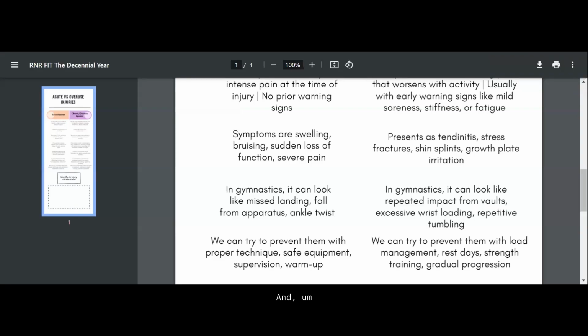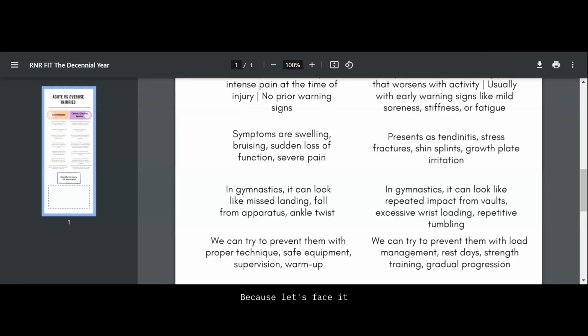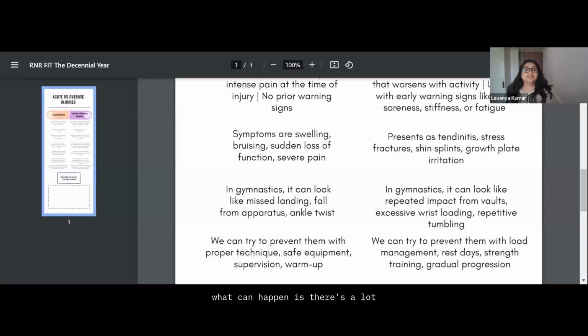Very common areas where stress fractures can happen are your foot, and your spine, the vertebrae. Shin splints, all of us are fairly familiar with, because let's face it, in shin splints there's a lot of pain along the legs.